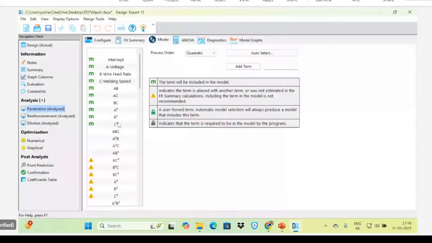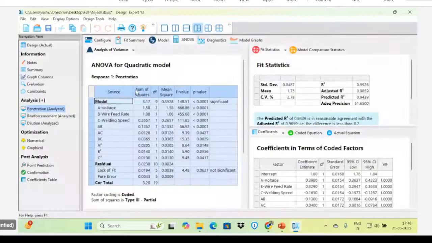So we have to go for ANOVA. The ANOVA table is in front of you. How we can read these things: this F value is very important. F and P value are very important. F value stands for Fisher value, that represents the model significance.